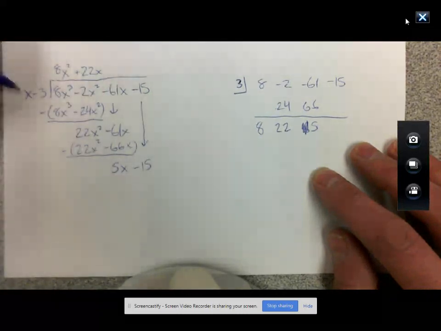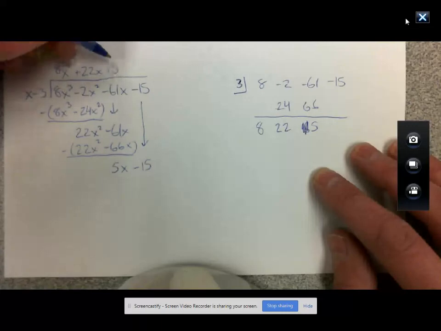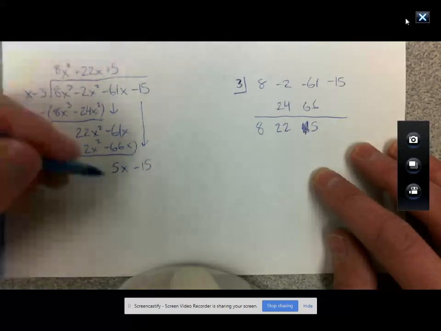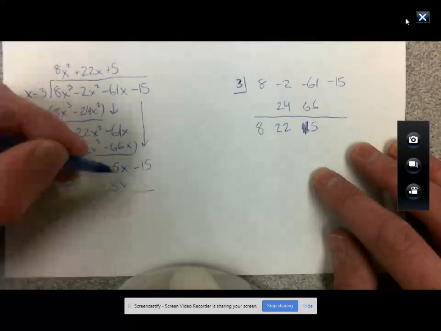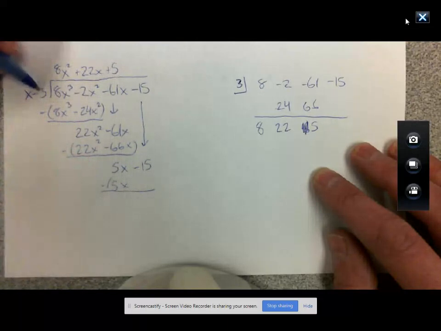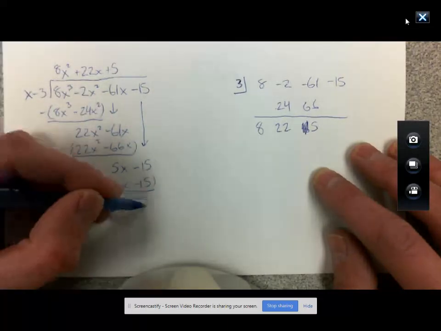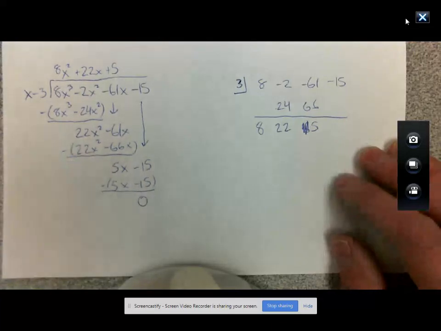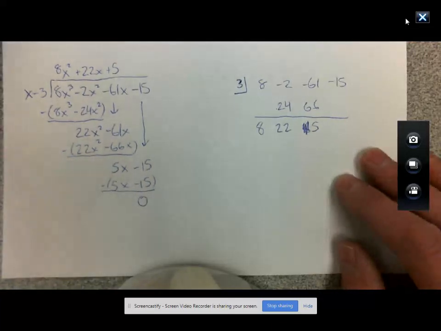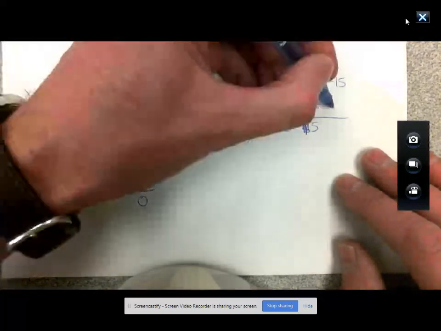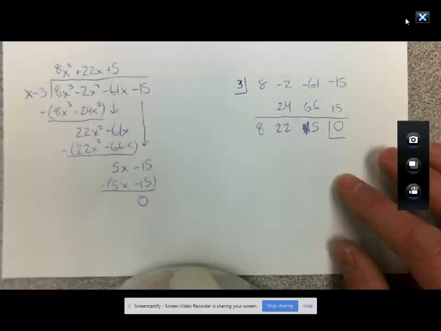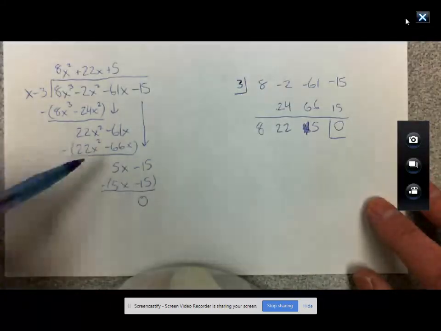And I'm going to ask something times x is 5x. 5 times x is 5x. 5 times minus 3 is minus 15. And I should get a remainder of 0 because I was told that 3 is a solution, which means that it should give me a remainder of 0. 3 times 5 is 15. 0.